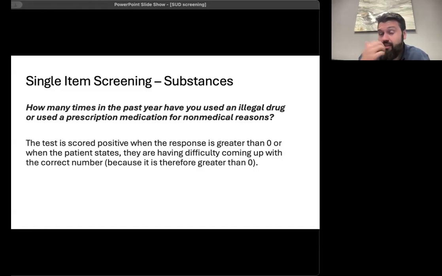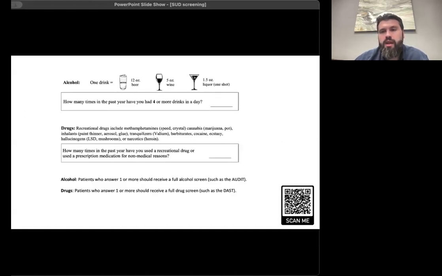So now you've effectively screened somebody for both alcohol and substances just with 2 simple questions, right? That can be easily asked by you or by self-administration. So I did include some QR codes at the corners of all these slides. If you would like to look these up, it can be easy for you to do and implement into your practice. So this is an example that I found online.